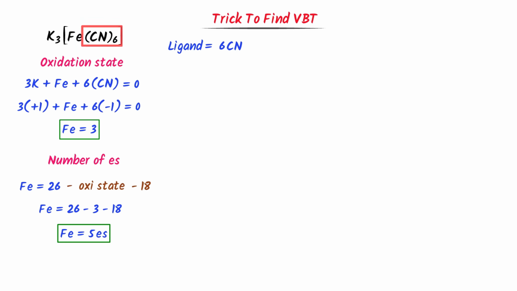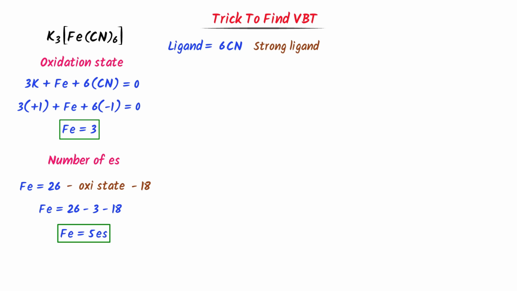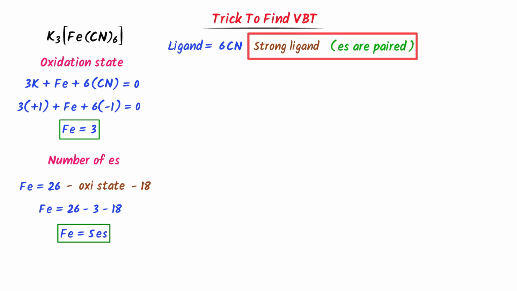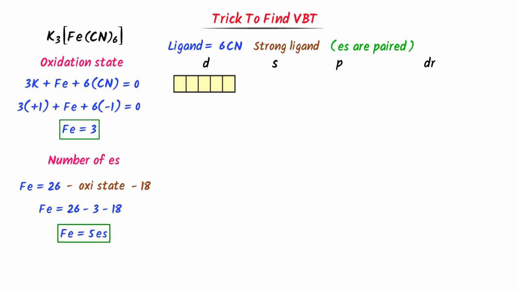According to the previous trick, cyanide is a strong ligand. Remember that when there is a strong ligand, the electrons of the central atom are paired. Let me repeat it. When there is a strong ligand, the electrons of the central atom are paired. Now I use the police trick DSP doctor. D has 5 orbitals, S has 1 orbital, P has 3 orbitals, and D has 5 orbitals.